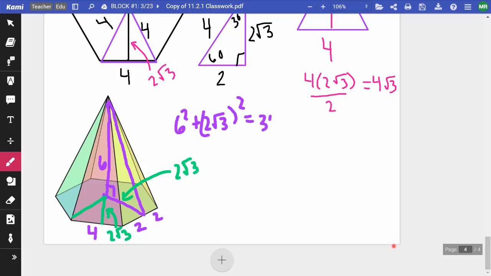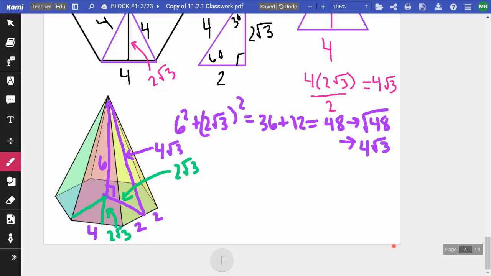So I get 36, and 2 times 2 is 4. Root 3 times root 3 is 3. So 4 times 3 is 12. So I end up with 48. That means it is going to be the square root of 48. If you can simplify a radical, sometimes it's nice to. So 16 times 3 gets you 48, so this is really 4 root 3. That means my height of my triangle is 4 root 3.